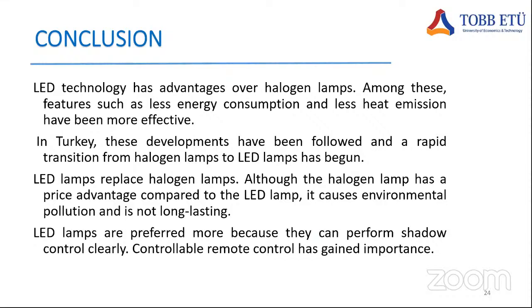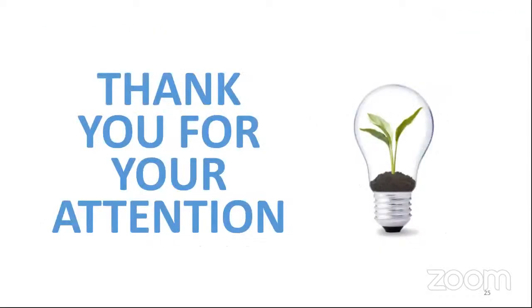So at the end of this project, we preferred the transparent holder, and LED lamps replaced halogen lamps. Although halogen lamps have a price advantage compared to LED lamps, they cause environmental pollution and are not long lasting. LED lamps are preferred more because they can perform shadow control clearly. Controllability is important. Thank you for your attention. I would like to thank you, participants. If you have any questions, I would like to answer them.